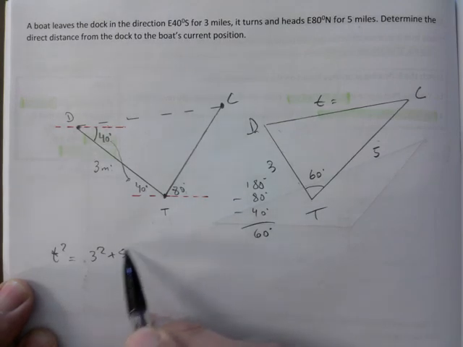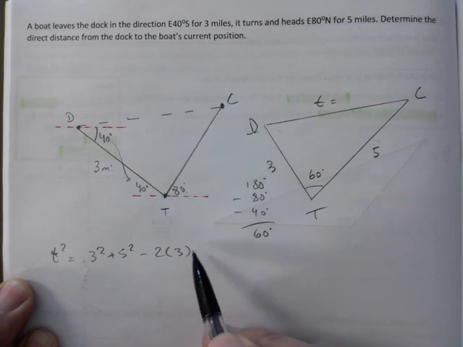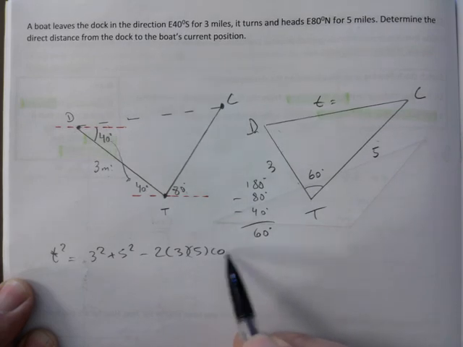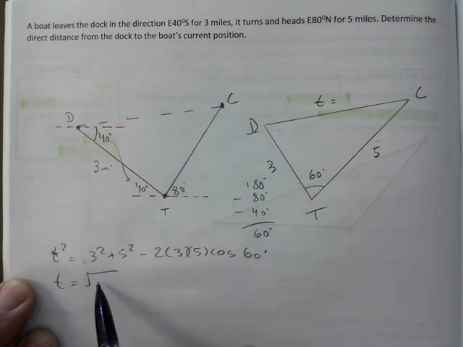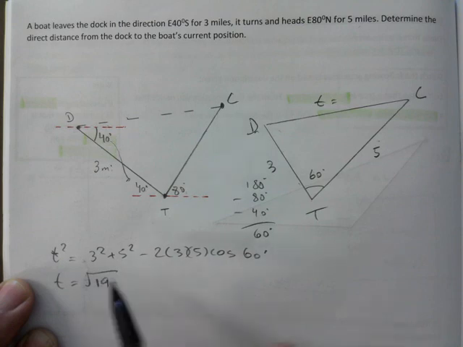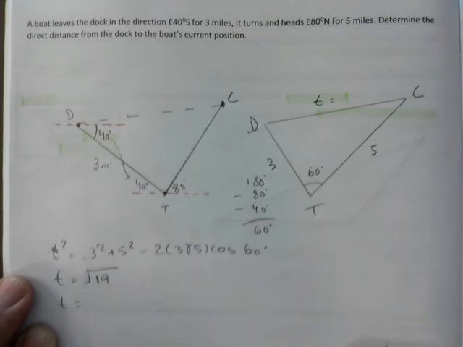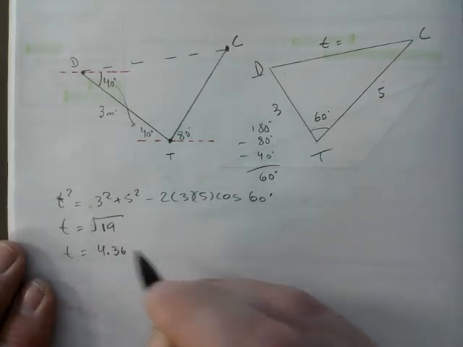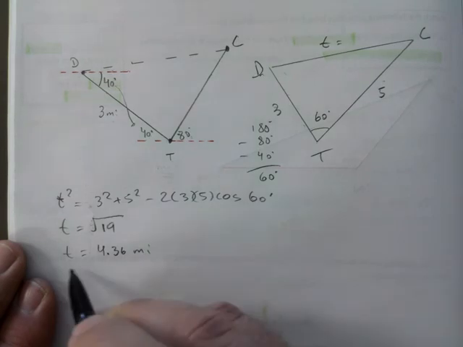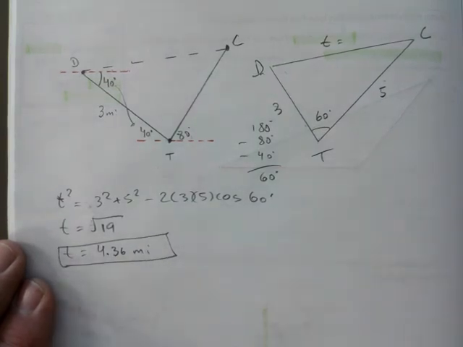So 3 squared, 5 squared, minus 2 times 3 times 5. And I'm going to ask you for the answer here, if you don't mind. Isn't this exactly 19? If you did it, I get some nods. I'm going to go with it, guys. I'm going to trust you here. And this is 4.36, and we're in miles. There you go. Not too bad, right?